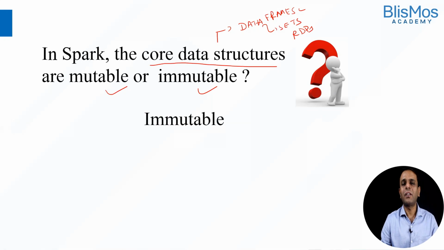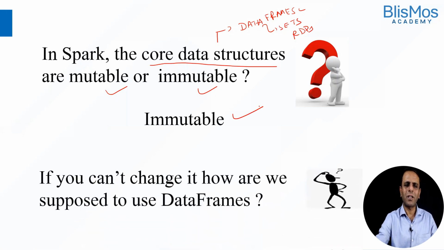You know they're immutable. All the core data structures, whether it is a structured API or low-level APIs, all of them are immutable. Now the question comes: immutability means once you create the data frame, you will not be able to change it. If we cannot really change it, how are we supposed to use them? That will be the question, right?